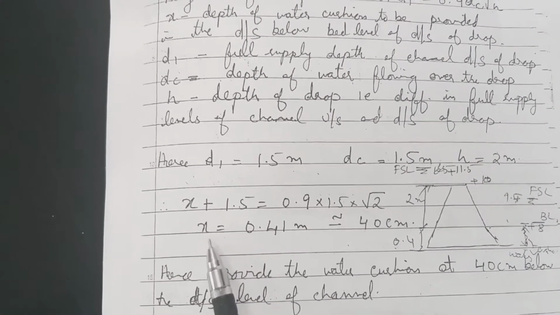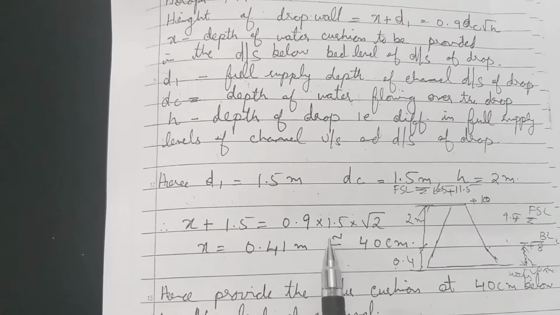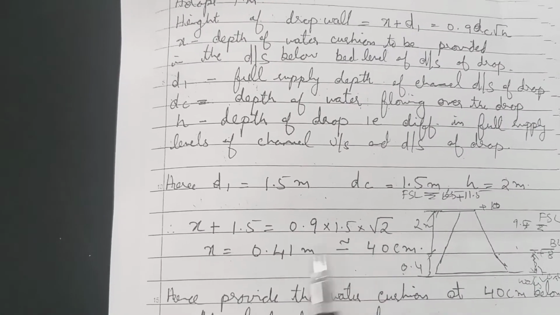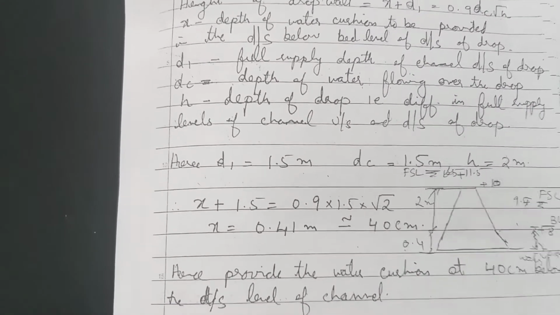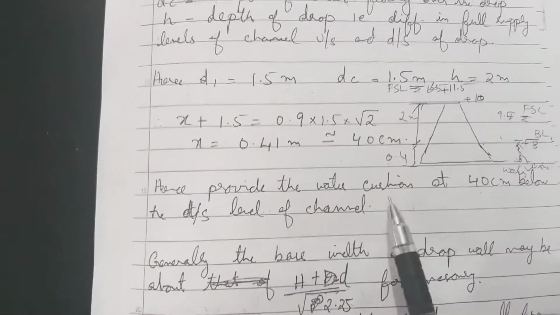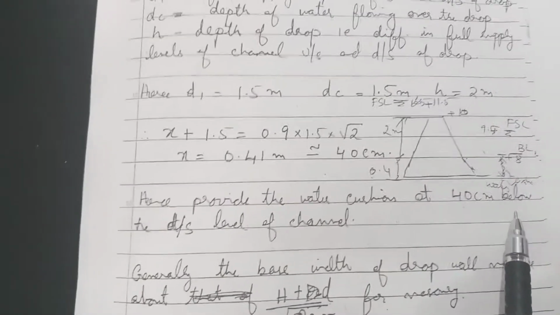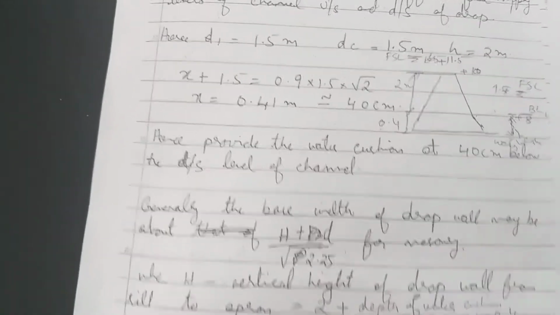So x plus 1.5 is equal to 0.9 into 1.5 into root 2, or x is equal to 0.41, that is approximately equal to 40 centimeter. Hence, provide the water cushion at 40 centimeter below the downstream level of the channel.